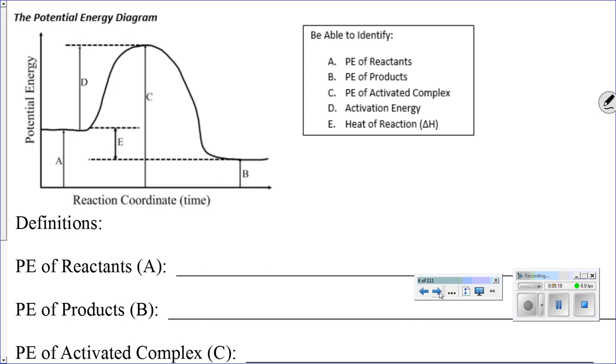So one thing we need to be able to read is a potential energy diagram. A potential energy diagram is telling you the amount of energy you start with, how much energy you need to put in to kind of get things going, and then the amount of energy you end with. So the potential energy of our reactants is the energy stored in starting substances.